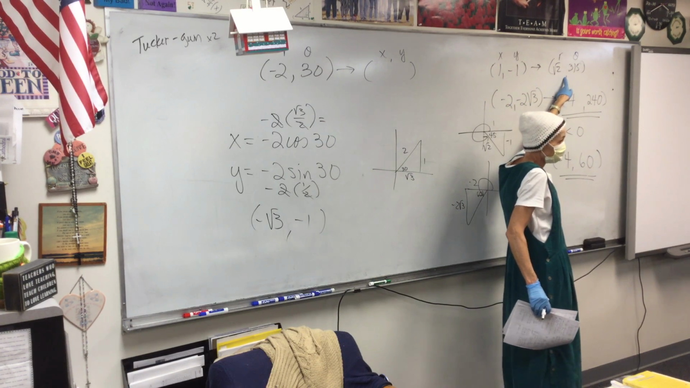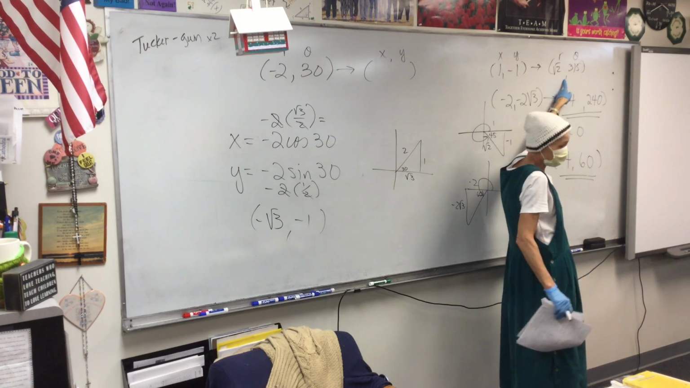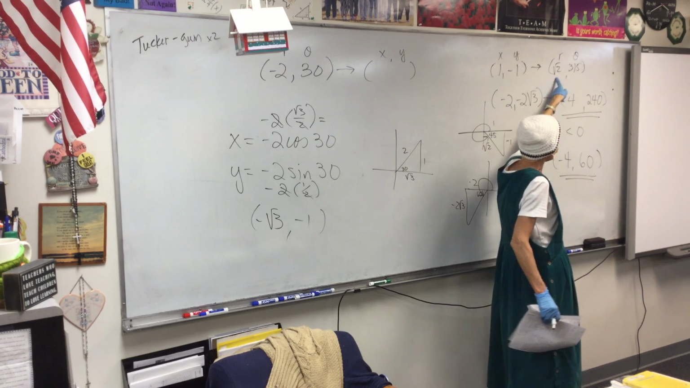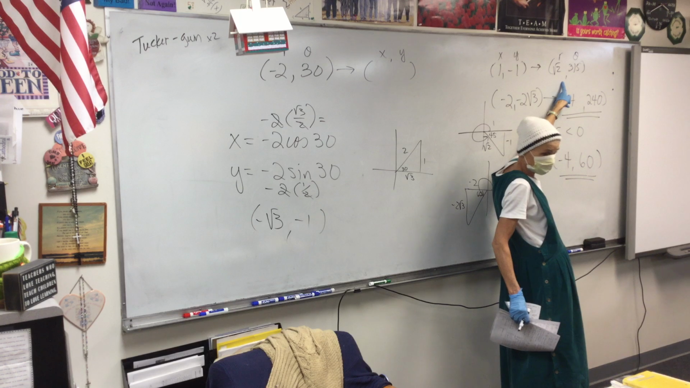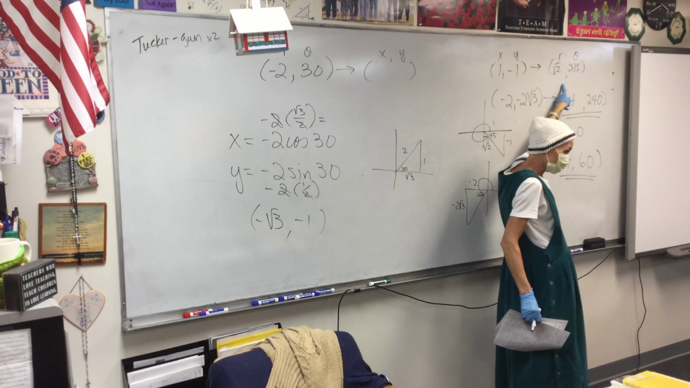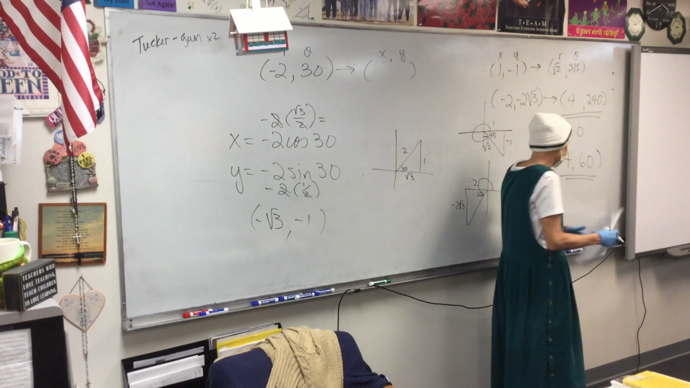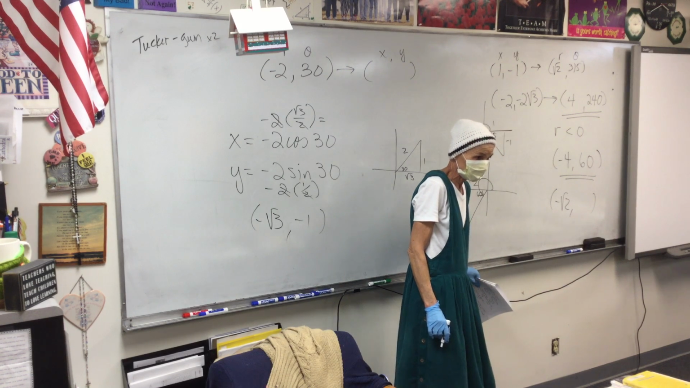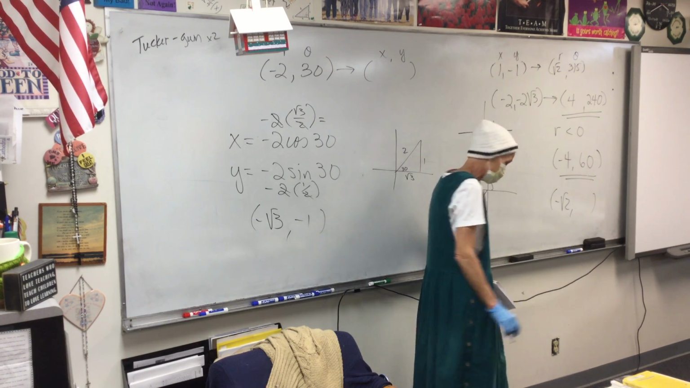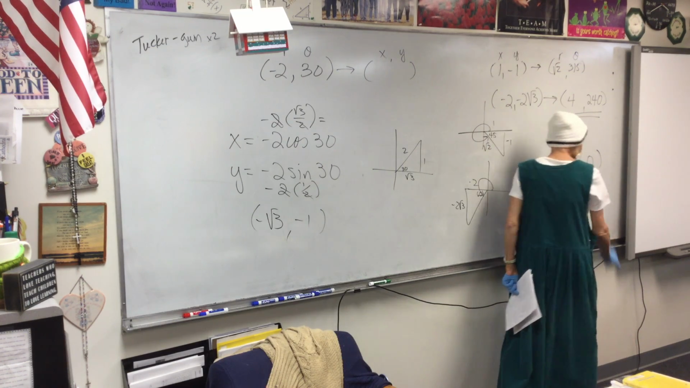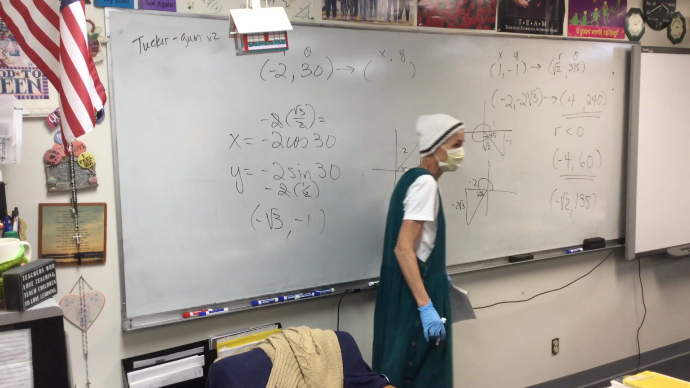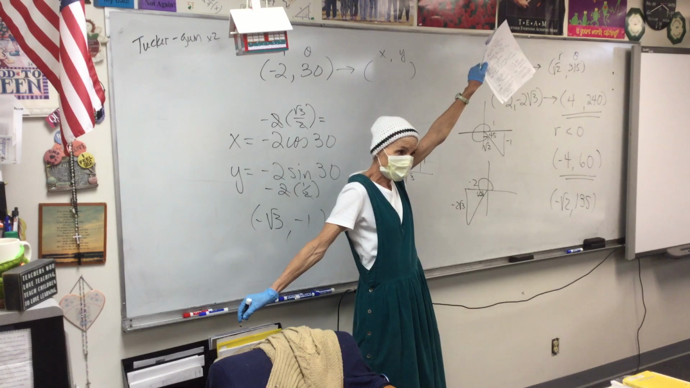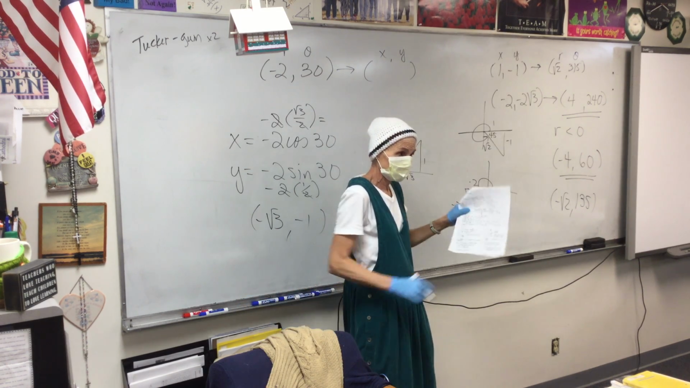So this one, that was number 2. Number 2 said leave r positive, so we just stopped here. But what if it said make r negative? What would the negative r be for problem number 2 if we had to do that? Negative root 2. And then what would your angle be? 135. Because when you change the sign on r, your angle changes by 180. Opposite side of the circle, 180 degrees difference.